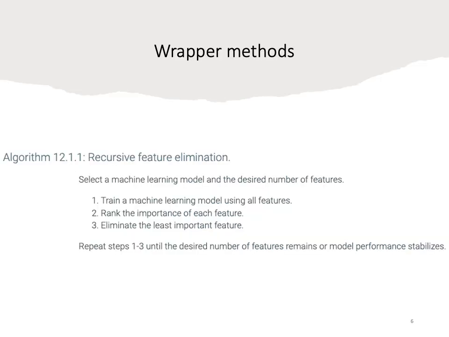Now to the second type of feature selection methods, which is wrapper-based methods. A common wrapper-based method is recursive feature elimination. The idea is to iteratively remove the least important features from the data set until a desired number of features selected by the user is reached. The recursive feature elimination algorithm takes in two hyperparameters, an estimator and the desired number of features.